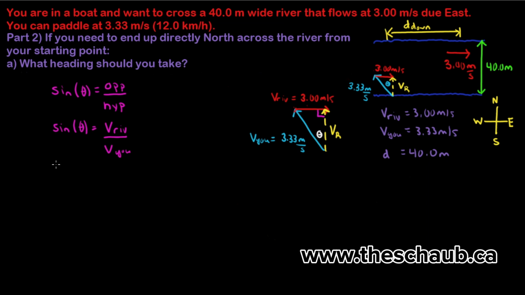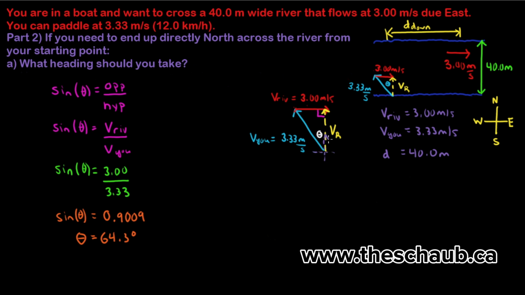And now if we add the numbers, we have sine of theta is equal to the velocity of the river, which is 3.00, divided by your velocity, which is 3.33. 3 divided by 3.33 is equal to 0.9009, and this is equal to our sine theta. Now if we take the inverse sine of both sides, we get theta is equal to 64.3 degrees.